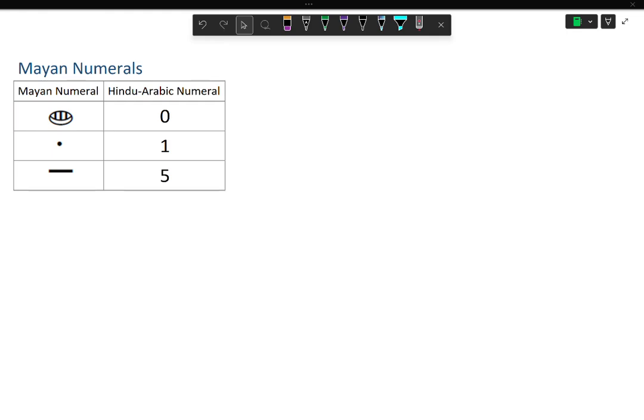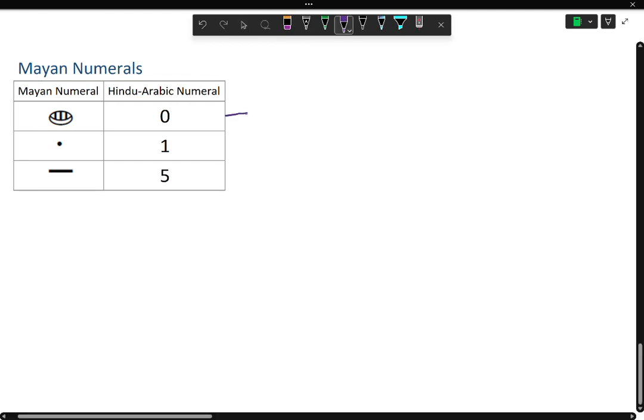Mayan numerals are very similar to our Babylonian numerals, where instead of having different symbols for 100, 1,000, for 10, we just use three symbols. One for 1, one for 5, and something special.